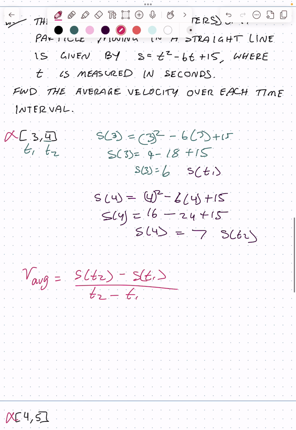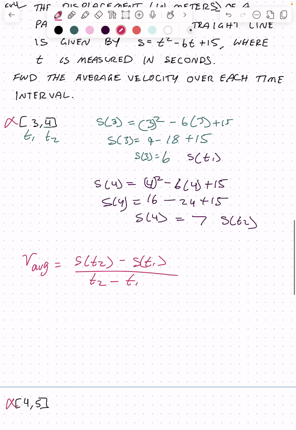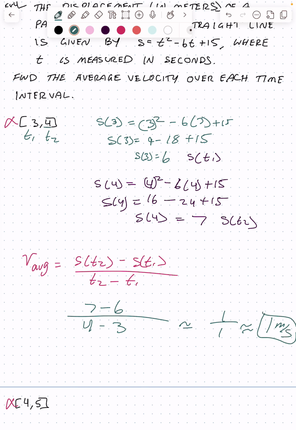So find the average velocity over 3, 4. Well, here we go. We're going to solve that right now. So S of T2 is 7 minus S of T1, which is 6, over T2, which is 4, minus T1, which is 3. What do we get? 1 over 1, and 1 over 1 is literally just 1. So our answer is 1 meter per second for this interval. So let's highlight here in pink. So that is our answer for this interval.